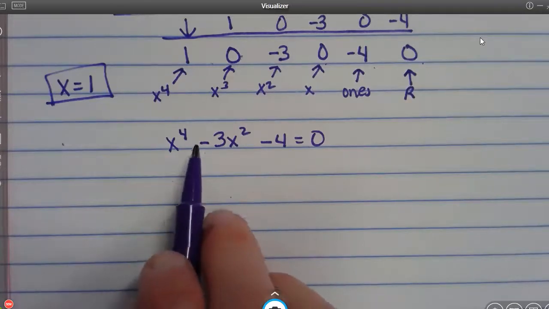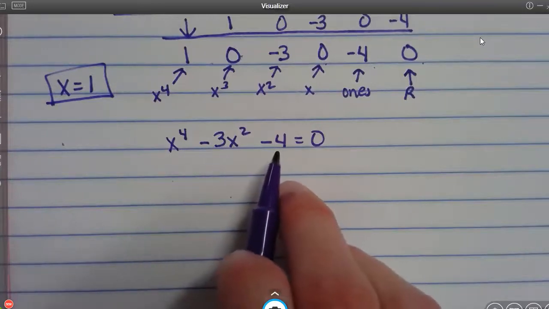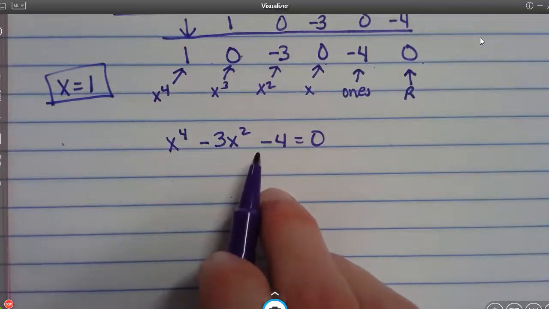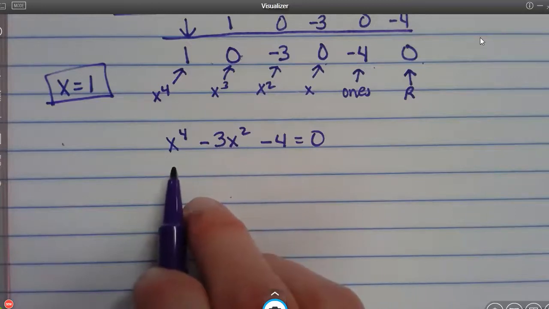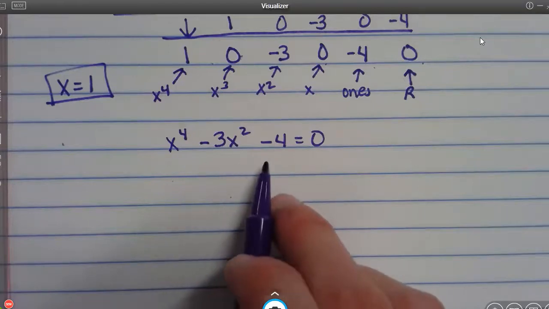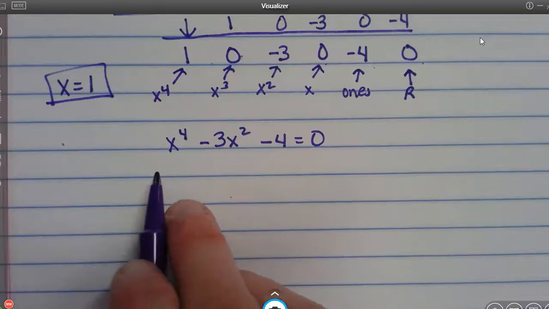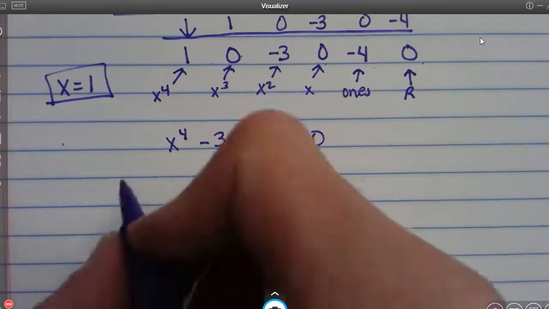Now let's look at this. I have an x to the 4th, I have an x squared, and I have a number by itself. That looks familiar. That looks like one of our strategies that we've talked about. This is that fake quadratic strategy. I have a constant, I have an x squared, and an x to the 4th. I can factor this like I normally would, just with one small difference.